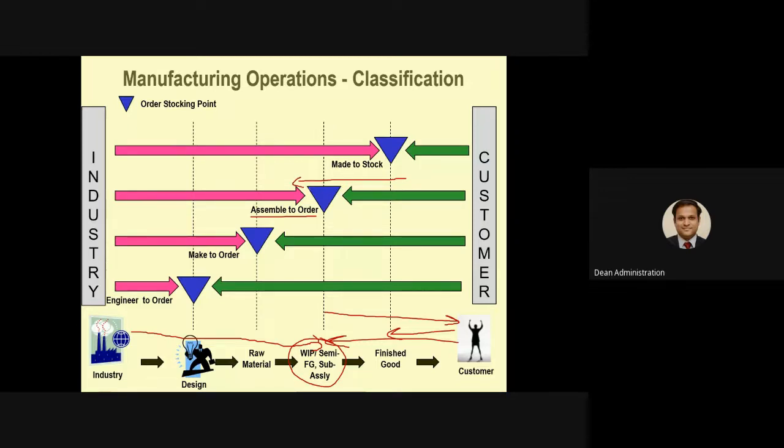The next type of product is called make to order. Now, what is the difference between make to order and assemble to order? You can just think on that.